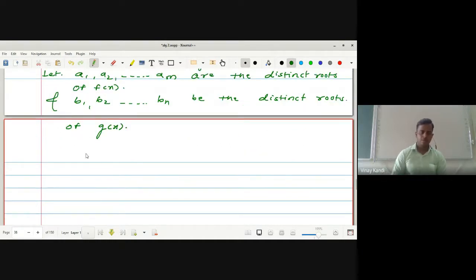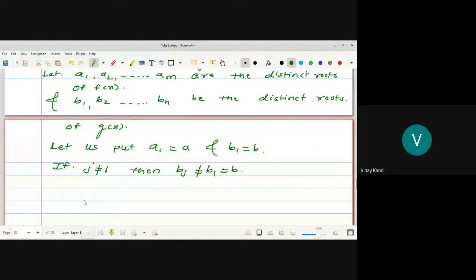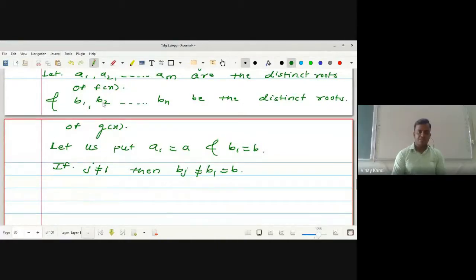Okay, now let us put, pay attention from here, this part is a bit tricky. Let us put, for the sake of convenience, a1 is equal to a. For our simplicity, a1 is equal to a and b1 is equal to b. Okay, now look at here. What are the roots? b1, b2 up to bn.